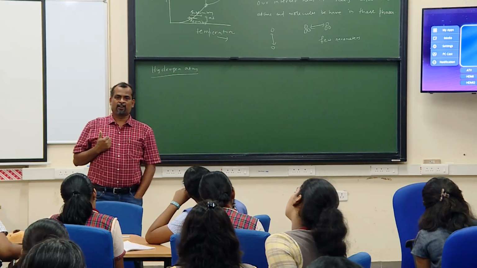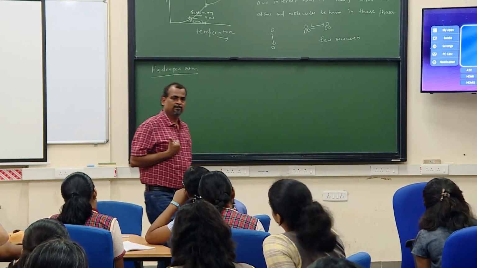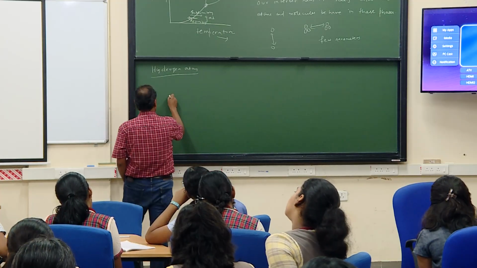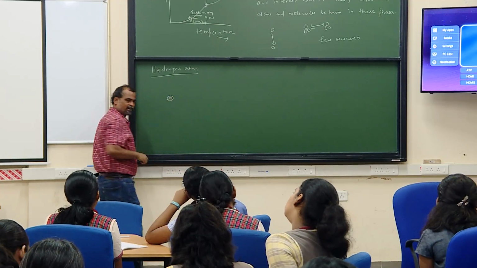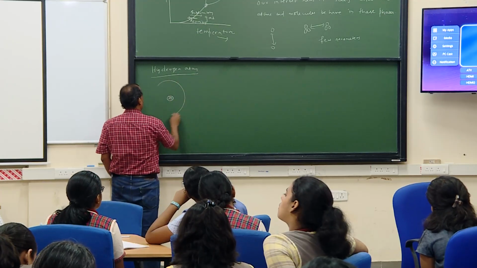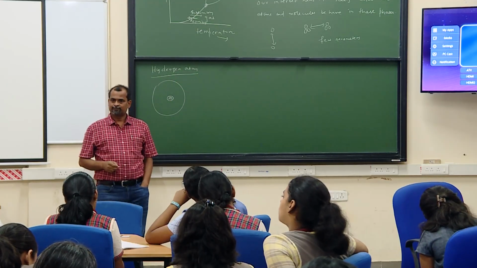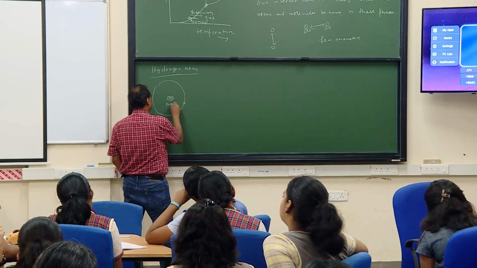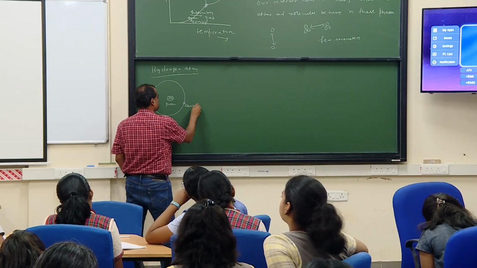Right, so in a hydrogen atom, how many electrons do you have? One electron. Okay, so you have one proton sitting at the center, right? Then you say one electron around it. Proton, electron.